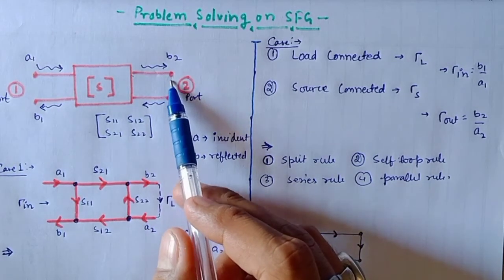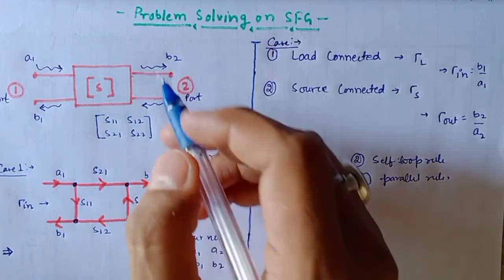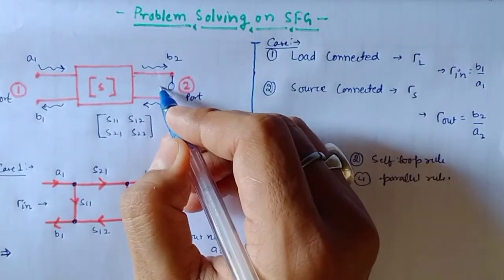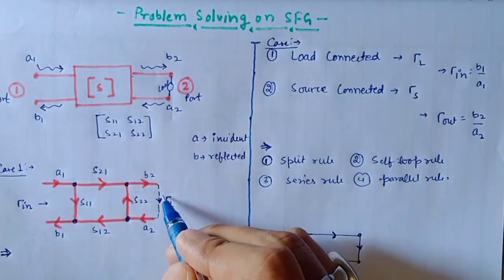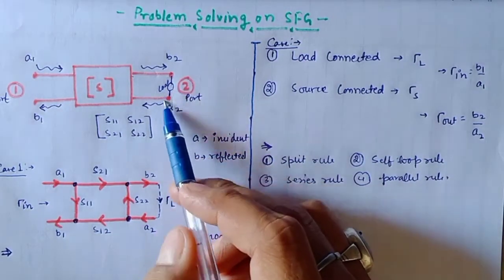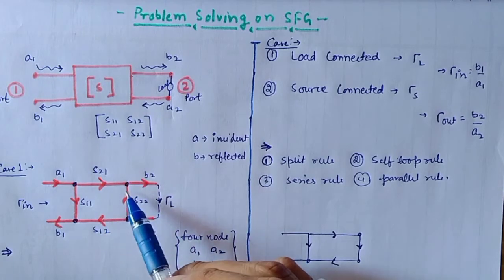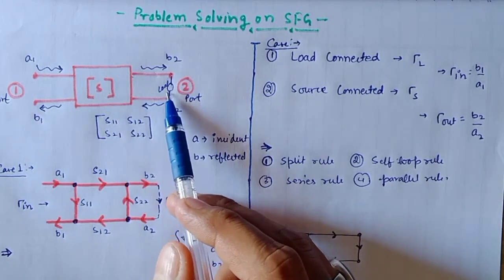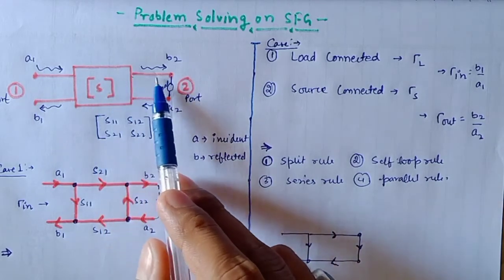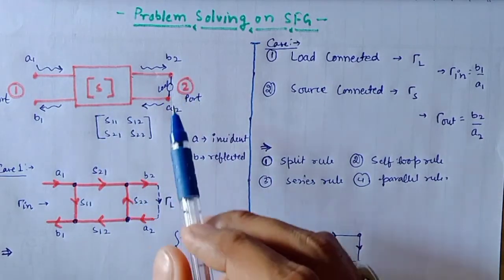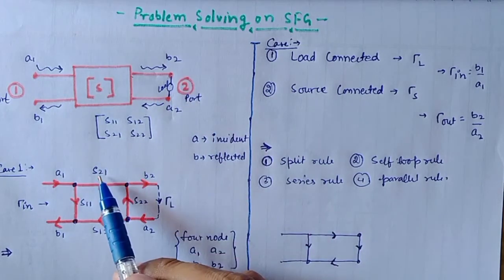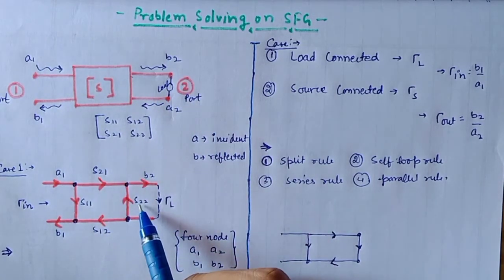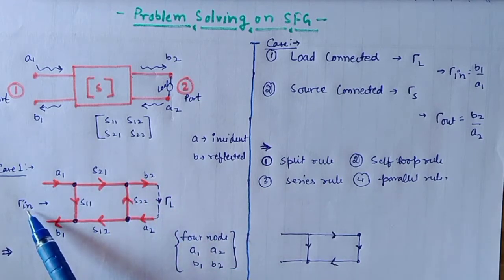When I connect a load here, I will have a reflection in terms of gamma L. So when I connect a load, I will have a reflection coefficient gamma L. If it is perfectly matched, then this condition will not be there, and our gamma in will be nothing but S11, which is the same as B1 by A1. When this is properly match terminated and there is no reflection, all the power is transmitted to the load. But this case says that if there is a certain reflection, then all these five parameters S11, S12, S22, S21 and gamma L will play a role in finding the input reflection coefficient.